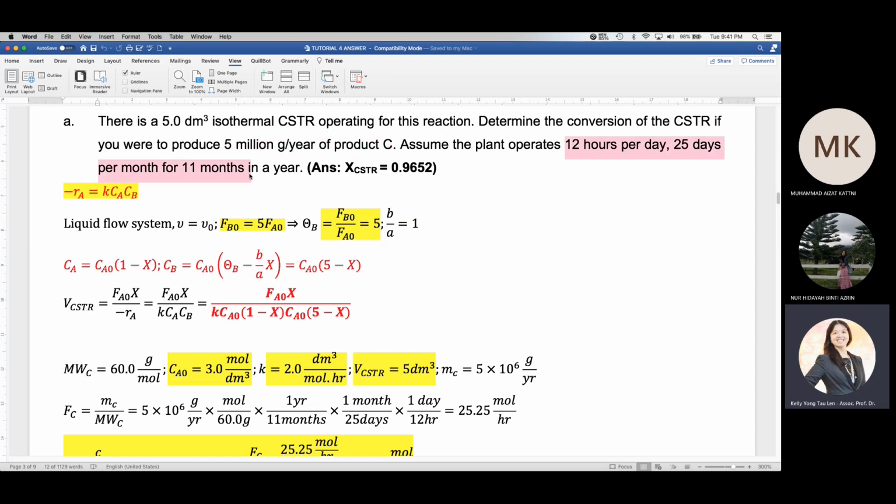The plant doesn't operate 24 hours or 365 days. The plant's operating condition is every day it only operates 12 hours. Every month 25 days, and every year only 11 months the plant will operate. Okay, so what's the relevance of this information?